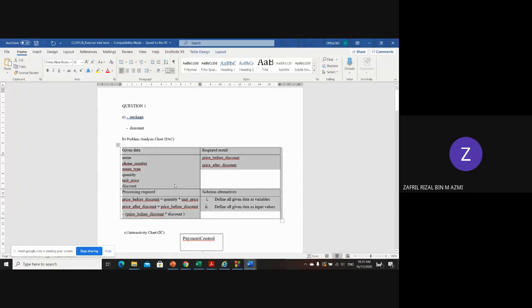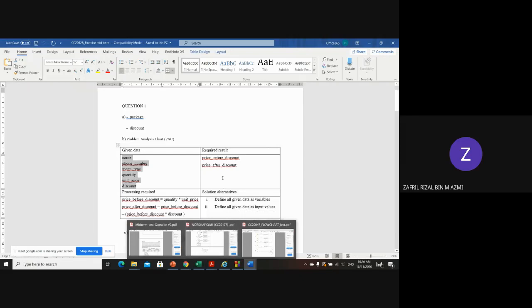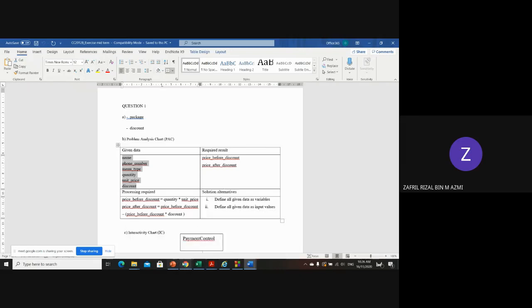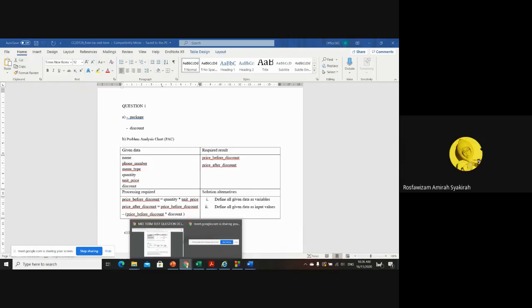If the problem involves a decision, for sure you need to include in the given data what other than inputs. Okay, let's check the input first. Is it correct? What are the inputs, class? Your friend put name. Name, is it correct? Name? Not.